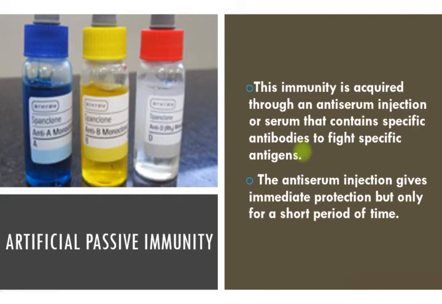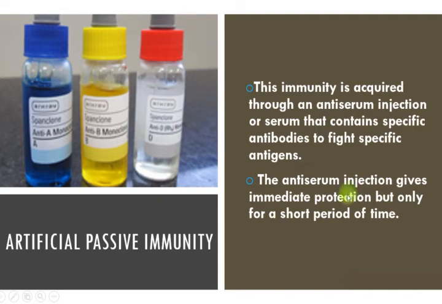So this type of immunity, which is referred to as the artificial passive immunity, is acquired through anti-serum injection. The anti-serum injection gives immediate protection, because the anti-serum contains antibodies.